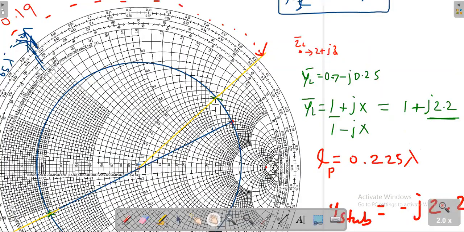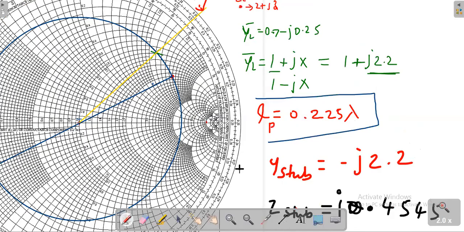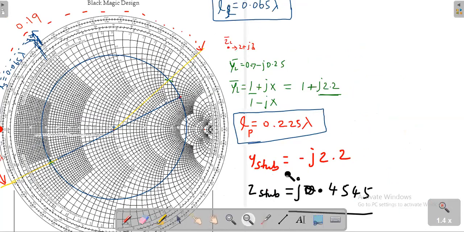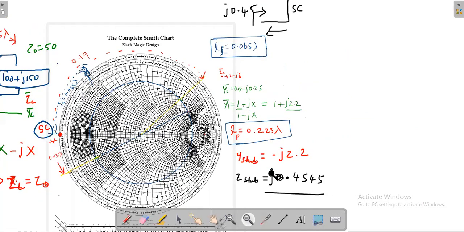So the first time this may be a little bit difficult, sir, but you have to practice. Once you practice, it will be very easy. Now finally I got both the length of the stub and the position of the stub. Now I'm going to cross verify whether what we have done so far is correct or not, with the help of the formula that is available. Somebody tell me what is the formula, because there is a direct formula to calculate the position and length of the stub.